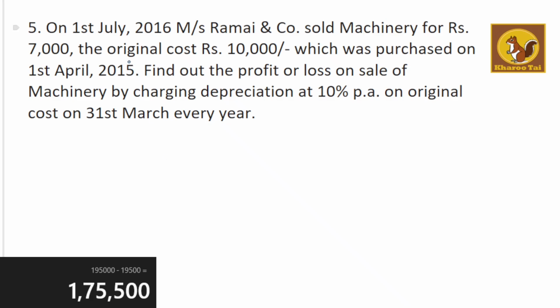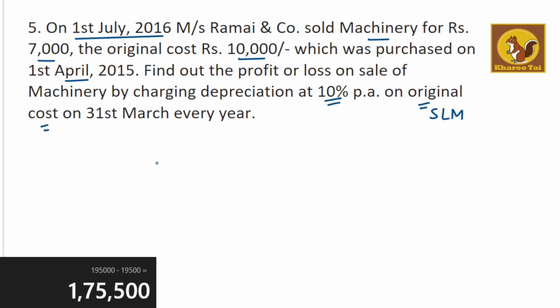And the last question, question 5. On 1st July 2016, Messrs. Ramai and Company sold machinery for rupees 7,000. The original cost was rupees 10,000, which was purchased on 1st April 2015. Find out the profit or loss on sale of machinery by charging depreciation at 10% on original cost. Original cost, so we are using the SLM method, on 31st March every year.